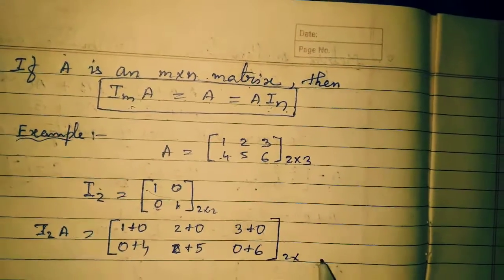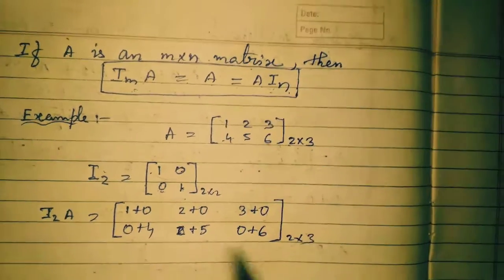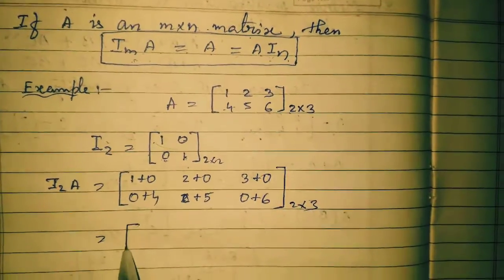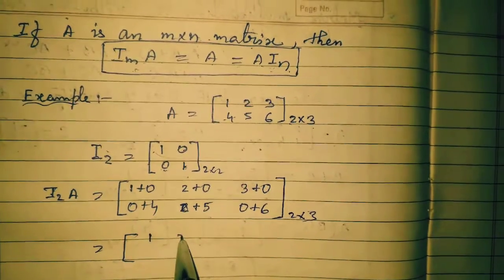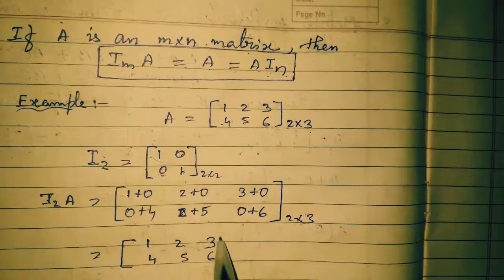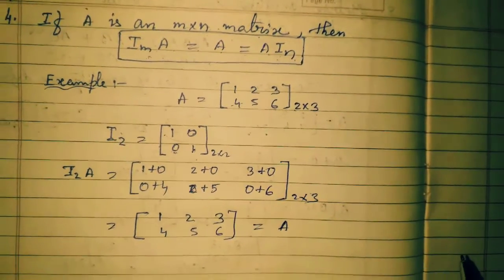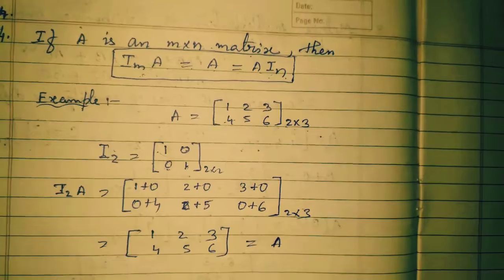The resultant matrix's order is 2 into 3, because of the rows of the first matrix and the columns of the second matrix. So finally we get 1, 2, 3, 4, 5 and 6, that is equal to A. Clear, student?